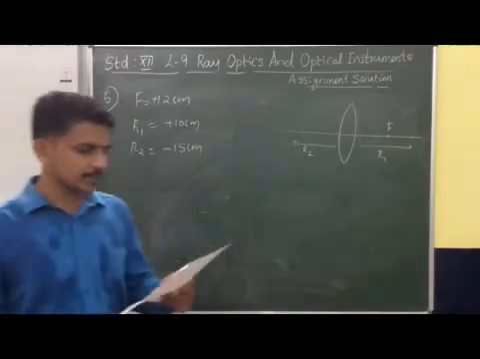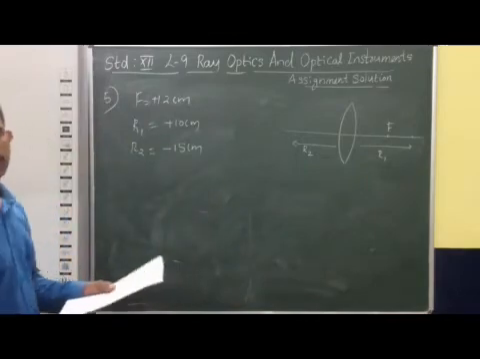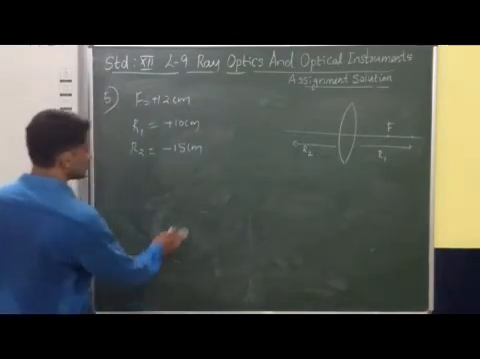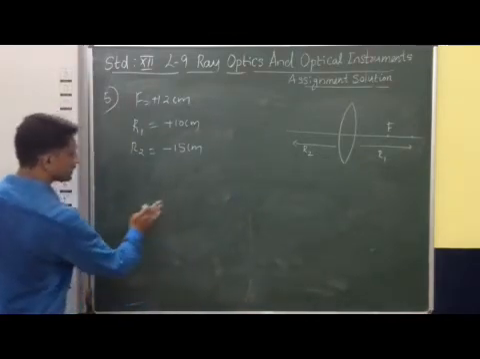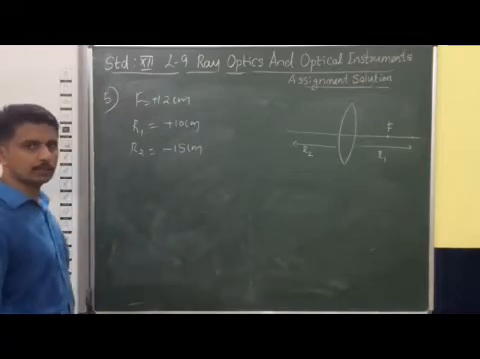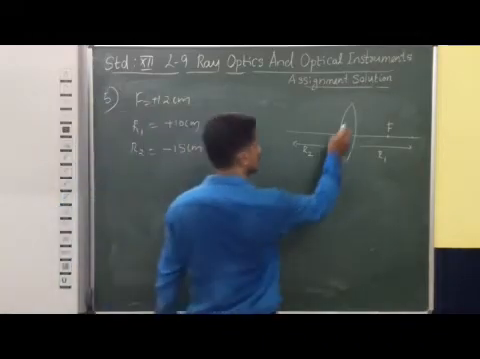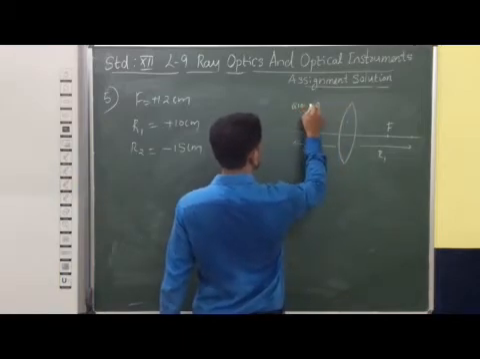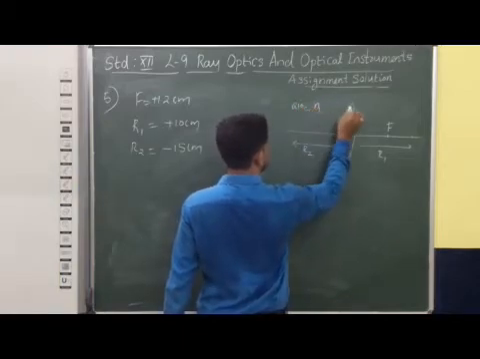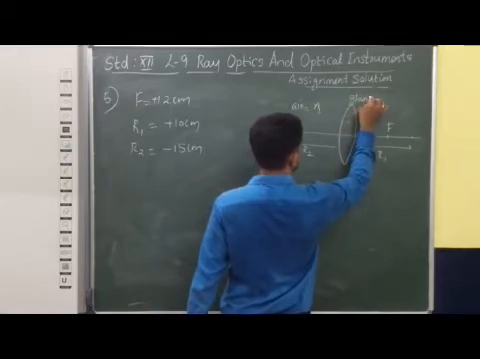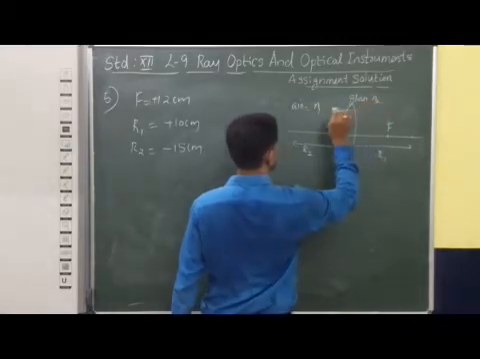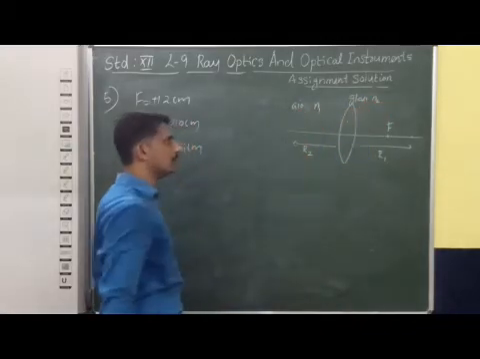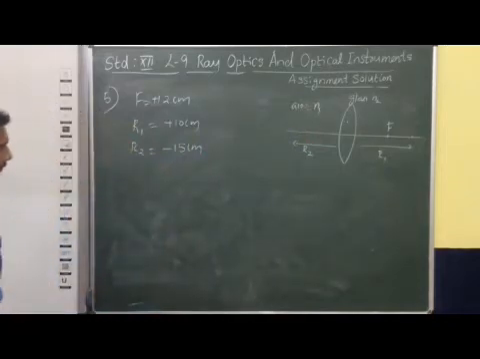We have to find the refractive index of this glass. Refractive index of glass. So what is the Lens-Maker's formula? By using the Lens-Maker's formula we can find the refractive index of this glass. Refractive index of air is N1. Air is considered as N1, and glass, this is our glass, is considered as N2. So this way you can consider the case of glass and air.